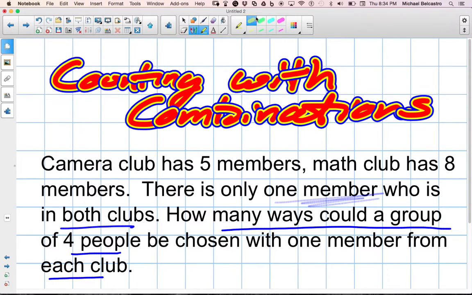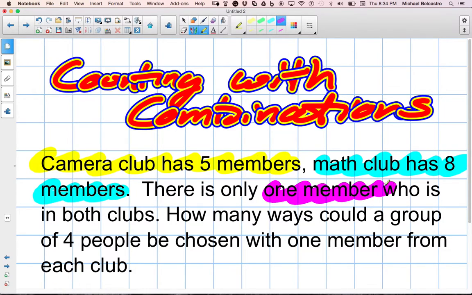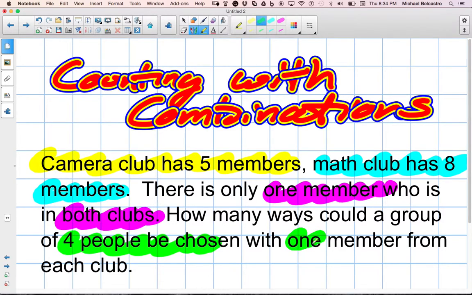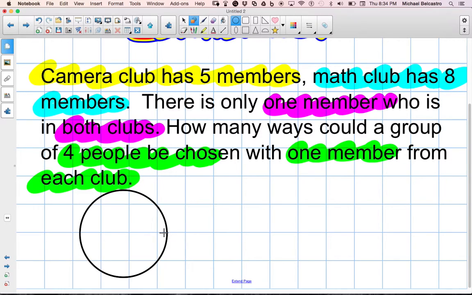Okay, I'm going to go through that again because there's a lot of very important information. First, we need to know how many people are in the Camera Club and how many people are in the Math Club. So we got that. We also know that there's one member who's in both. They're asking us how many ways could a group of 4 people be chosen with one member from each club? So I'm going to draw a little Venn diagram down here to help us visualize how the two clubs overlap a little.